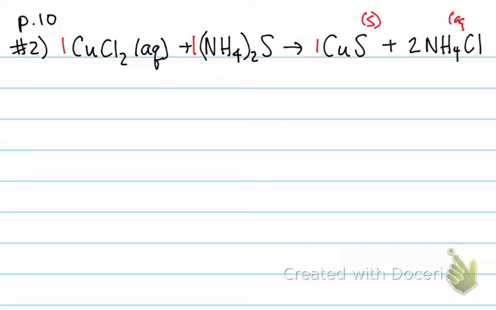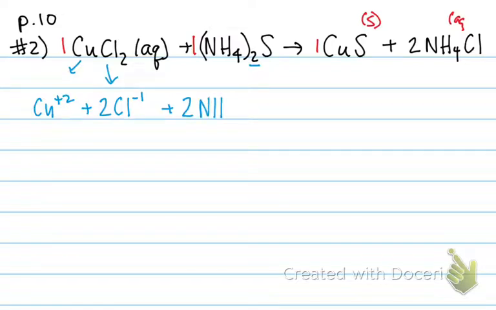Okay, now we're going to split them up into their ions. So for the overall ionic, copper is a +2. 2 chlorines, I'm going to put a coefficient of 2, and then the chlorine ion is -1. Ammonium, there's 2 ammonium, so I'm going to put a 2 in front for the coefficient, and then ammonium is NH4 +1 charge, plus the sulfide. Sulfide is a -2 charge, it's group 6. This is my precipitate, copper sulfide, so I'm going to keep it together.